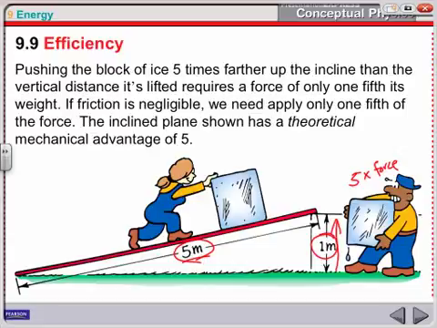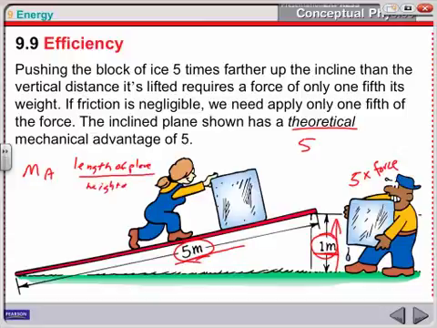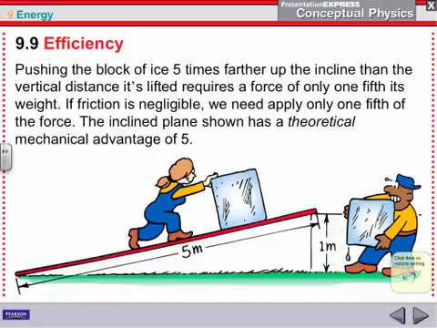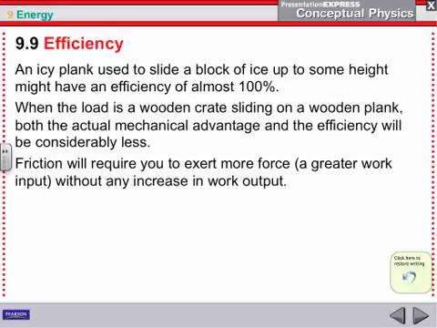So my theoretical mechanical advantage, if life is perfect, is 5, because we take the length of the plane divided by the height of the plane. Mechanical advantage equals length of plane over height of plane. In this case, 5 over 1. So if you have to lift a piano up a set of stairs, the longer you can make that plane, the less force you need in order to push that piano up.